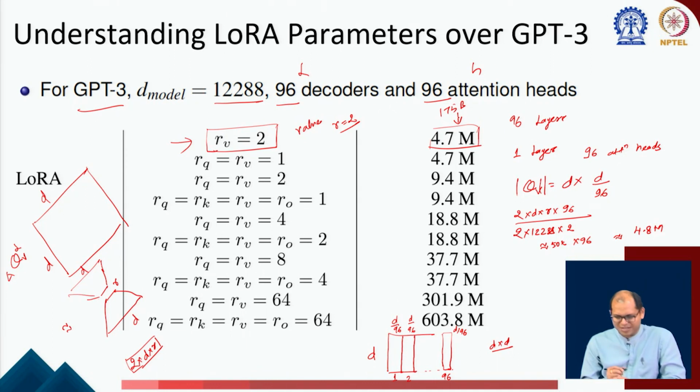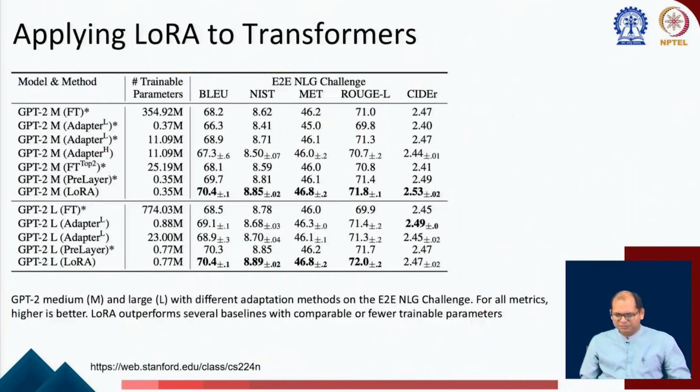And this looks very exciting. They have many configurations. Even if you use a rank of 64 for all 4, so you can do it for query, key, value and the output matrix, it is still just 603.8 million parameters compared to 175 billion parameters. So this is a huge reduction in the number of trainable parameters, and that's why this method has become so popular.